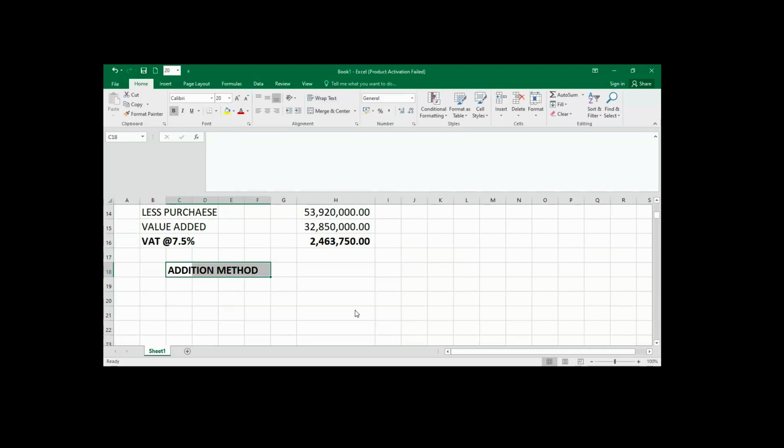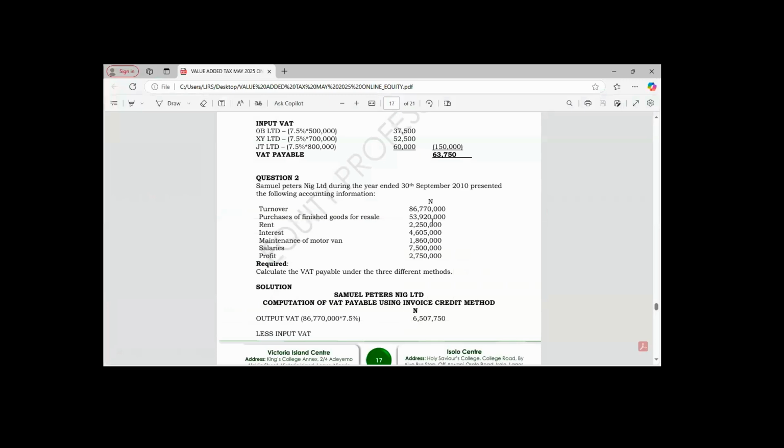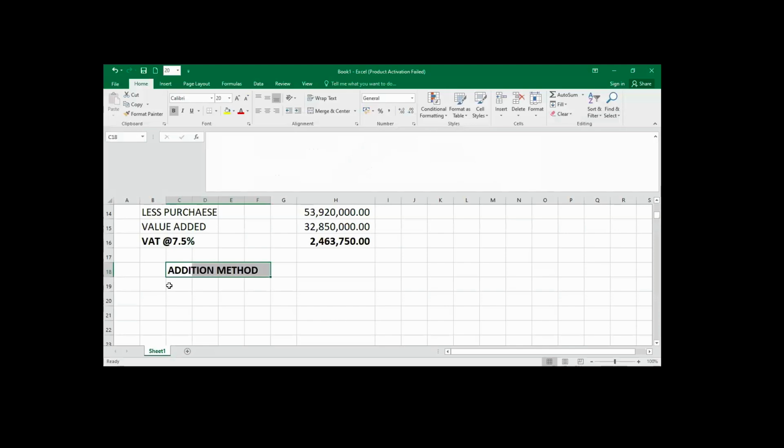So let us go back to our question. Under the question, we have rent. The factors of production are land, labor, capital, and entrepreneur. Rent is the reward for land. So you are going to put rent as part of the items liable to VAT. Rent is one reward from the factors of production, which is 2,220,023.